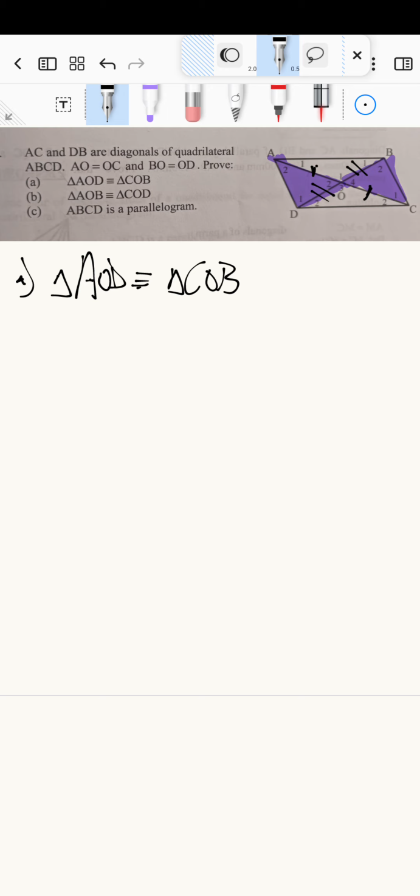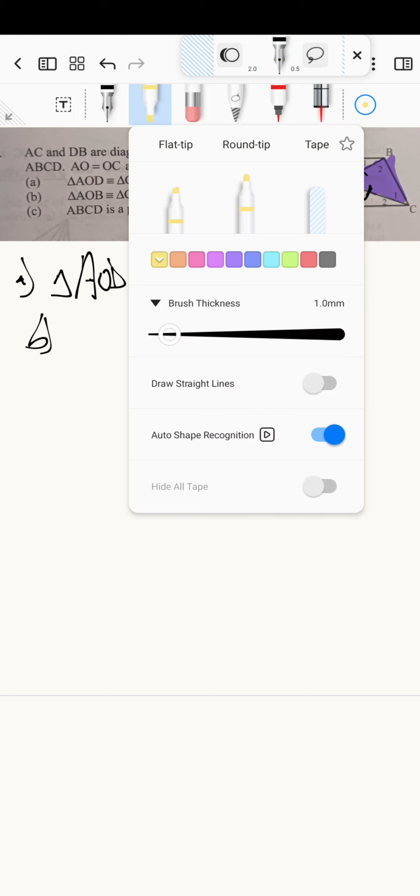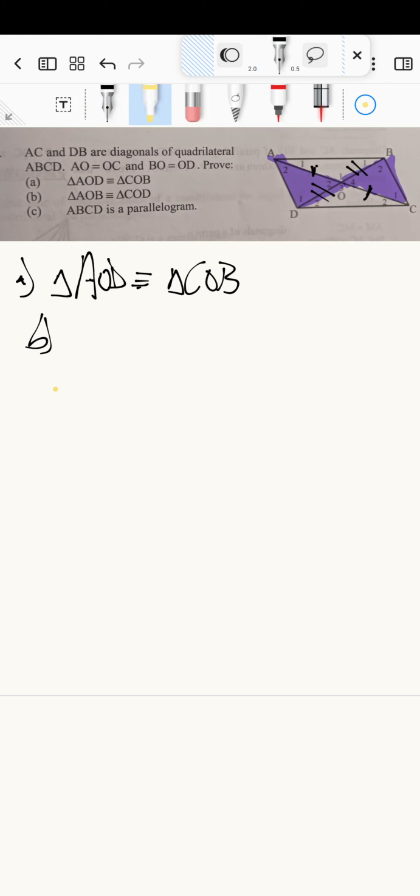The second part, B. We're going to do B now. In B, we need to prove that triangle AOB, so let's highlight this in another color, is congruent to triangle COD. The triangle on top and the triangle at the bottom, we want to prove the congruency there. Exactly like the previous video, we're going to prove congruency with side, angle, side.